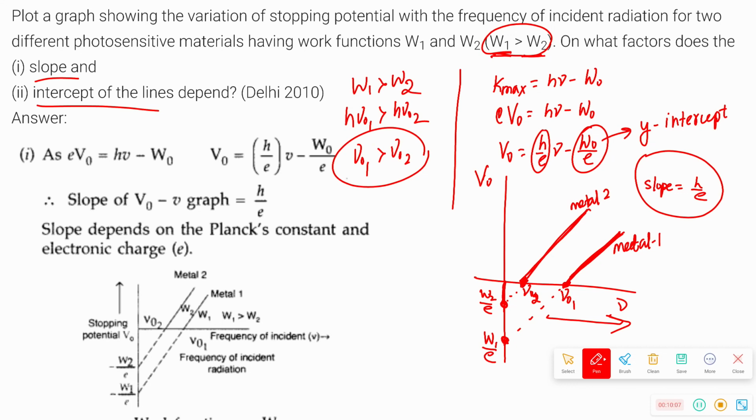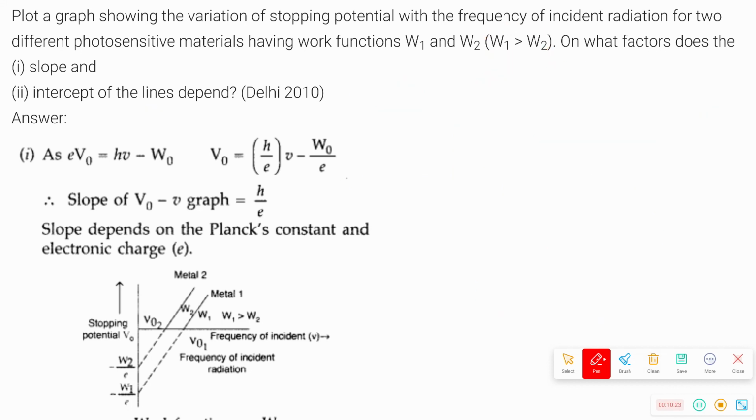Clear or not? Hanan and all, you can do these questions. And I told you that day, the basic equation is this one. From here I can do many things. See, the stopping potential and frequency graph comes like this.